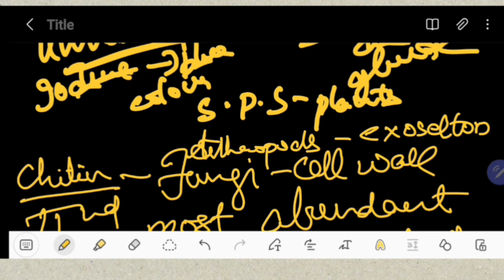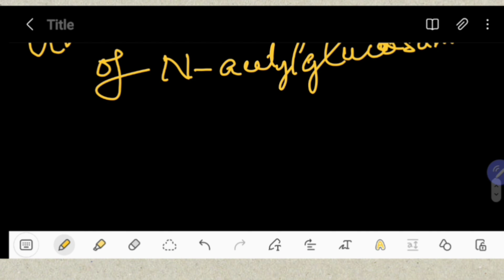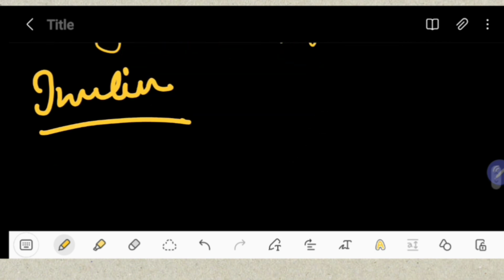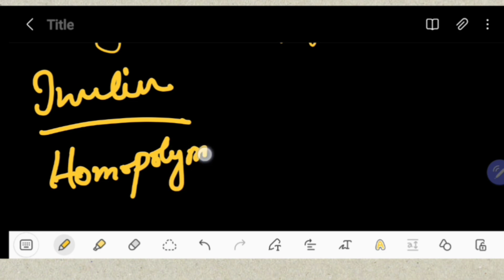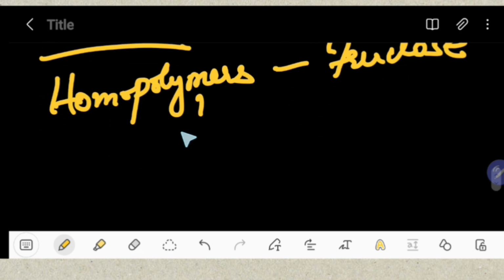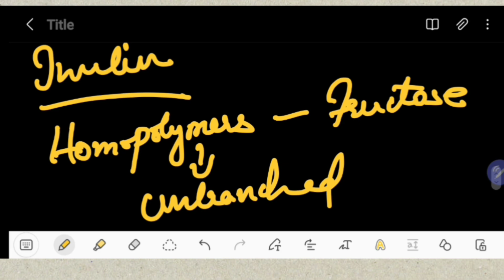Next is inulin. It is also a polysaccharide. Till now we studied homopolymers of glucose and homopolymer of N-acetyl glucosamine. This is a homopolymer of fructose. It is unbranched. The unbranched homopolymer of fructose is what you call inulin.